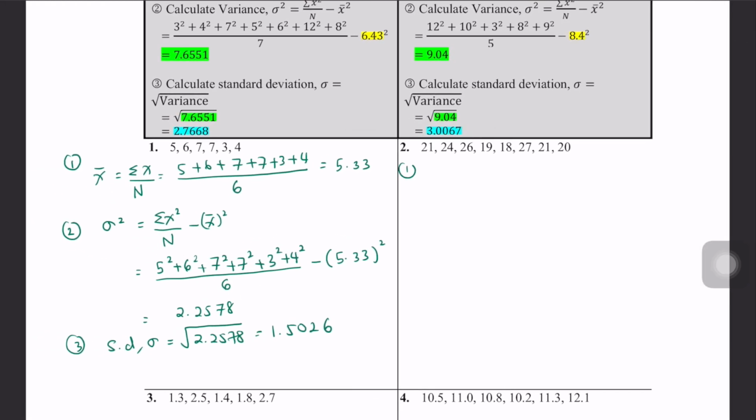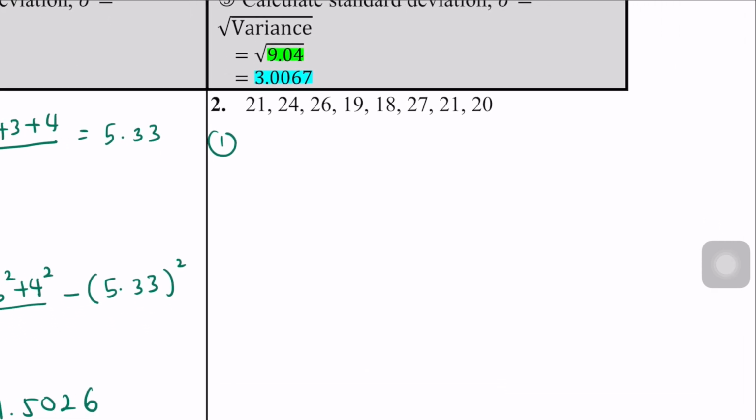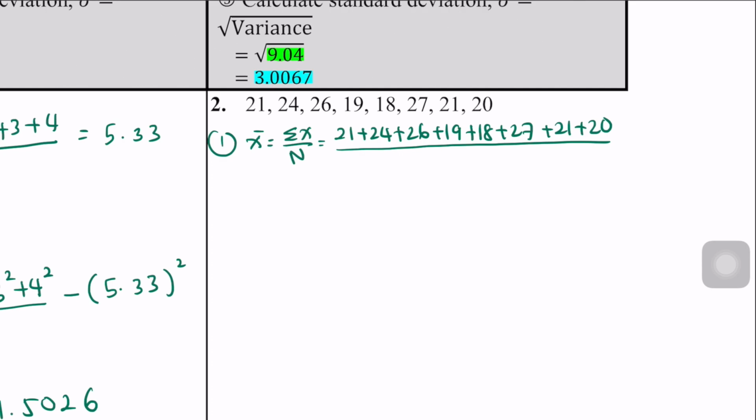First we need to calculate the mean. Mean x bar is equal to summation of x divided by n. Please make it a habit to write the formula. So we have 21 plus 24 plus 26 plus 19 plus 18 plus 27 plus 21 plus 20, divided by how many numbers are there? We have 8 numbers. Press your calculator carefully. So the answer is 22.